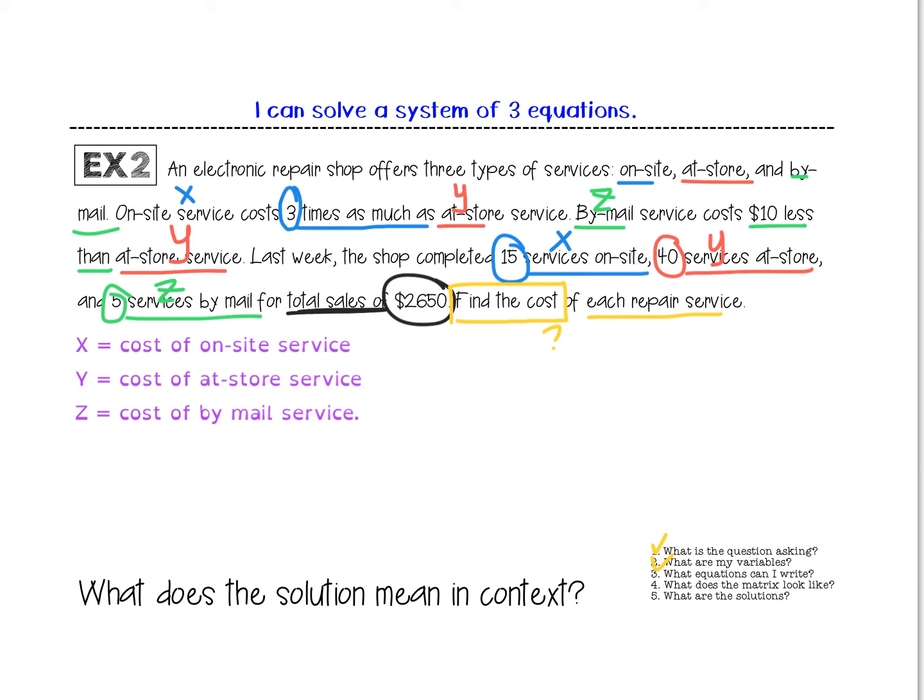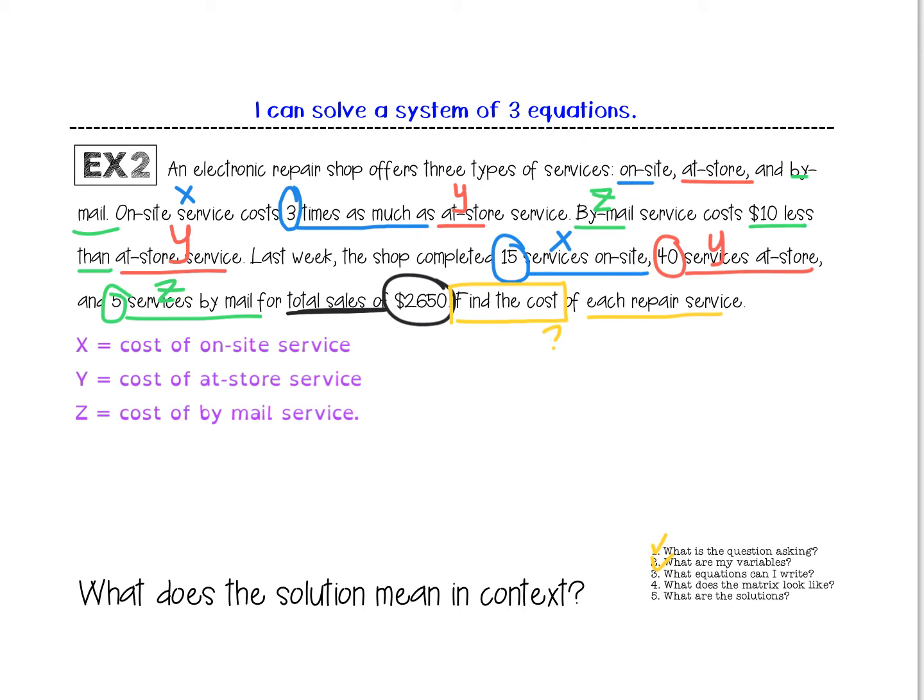Here's where some people get a little confused, being able to put these equations together. But if you step back and just think about what the words are saying, it's going to be a lot easier. So let's start with on-site. On-site costs 3 times as much as at-store. So if the on-site was 30, it's 3 times as much as the at-store, so the at-store would have to be 10.